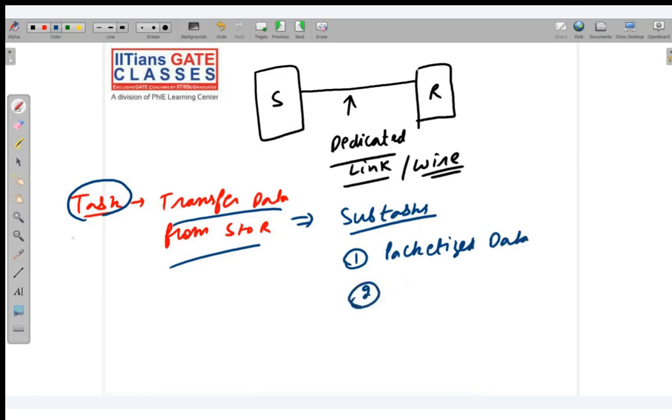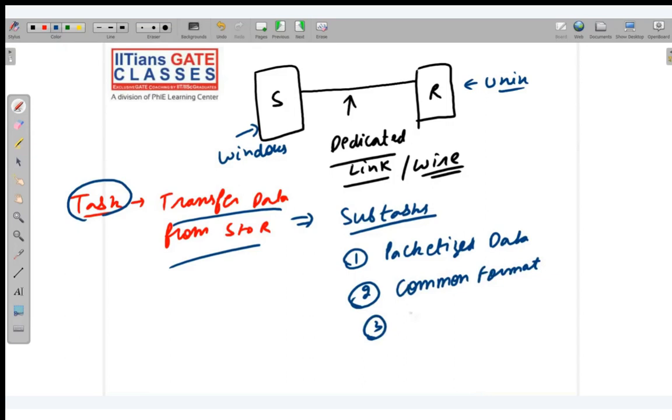The next important subtask: for example, the sender is using Windows and the receiver is using Unix. I think you already know no file of Windows will run in Unix and no file of Unix will run in Windows. So how should data be transferred? The second subtask should be that there is some common format which can be understood by the sender as well as the receiver. So the second subtask can be to convert the data into a common format so that both of them can understand.